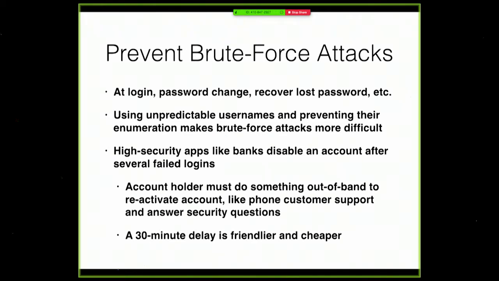So at all these things that take in your authentication, like password change, recover lost password, and login, you can try brute force attacks. So if you use unpredictable usernames and prevent enumeration here, then they have to guess usernames and passwords, and that is enormously more difficult than guessing passwords once you have the username. For the same reason, two-factor authentication is much more secure, because guessing 2 random things is much, much more difficult than guessing 1 random thing.